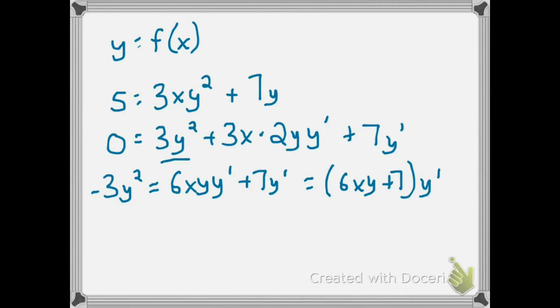And the goal of this is to get y prime by itself, since I want to know what my derivative is equal to. So I'm going to divide both sides by 6xy plus 7 in order to get y prime by itself. So doing that is going to get me negative 3y squared over 6xy plus 7, and that equals y prime.